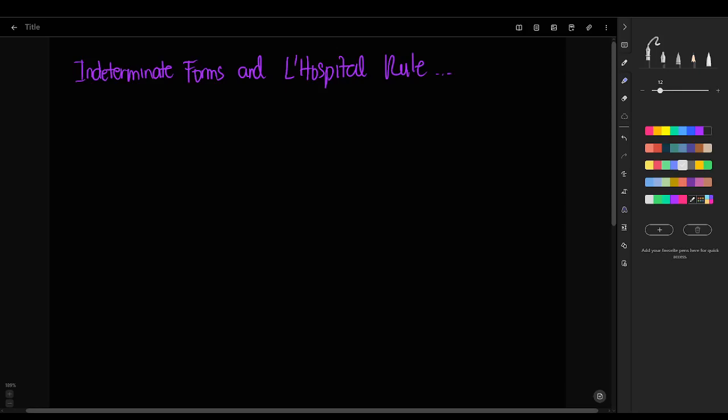And yeah, this video will be talking about another method in solving limit functions that leads you to indeterminate forms, or that leads you to indeterminate values.